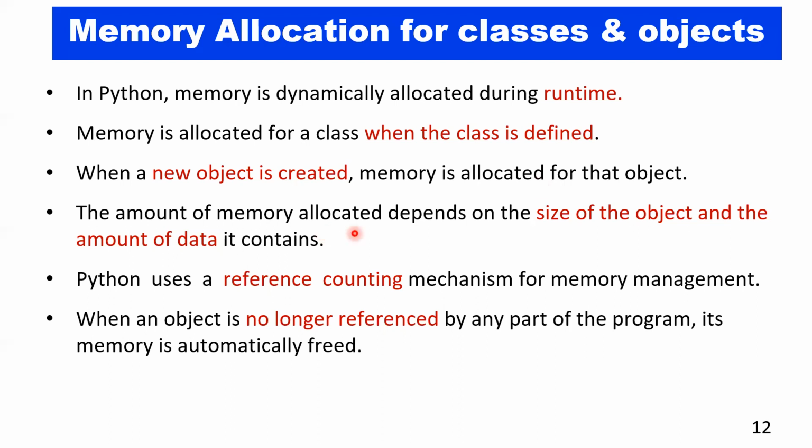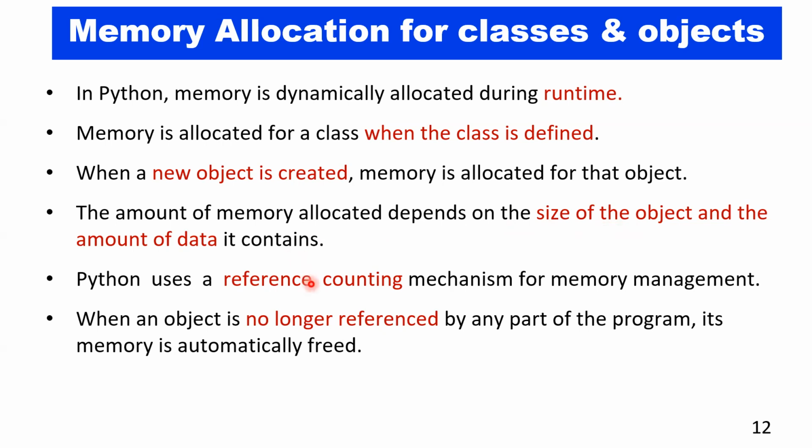The amount of memory that is allocated for a specific object depends upon the size of the object. That means it depends upon how many attributes are part of that object and what is the size of each attribute. For example, we can have attributes of string type, floating point type, integer type. So depending on how many attributes there are and what is the data type of each of the attributes, the size of the object varies. The amount of memory allocated depends upon the size of the object and the amount of data it contains.